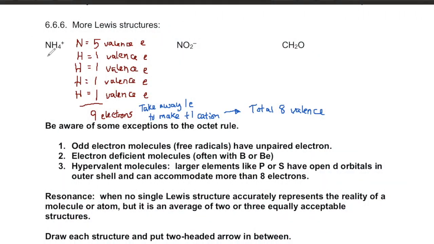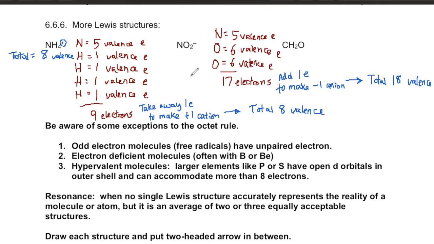All right, for this first one, we have 1 nitrogen, which brings 5 valence electrons to the structure, and then we have 4 hydrogens, which each bring 1 valence electron. That would add up to 9 electrons, but overall this structure has a +1 charge. It's an ion. That means it's short 1 electron. So we take those 9 electrons and subtract 1 to make it a +1 cation, and the total number of valence electrons in this structure should be 8.